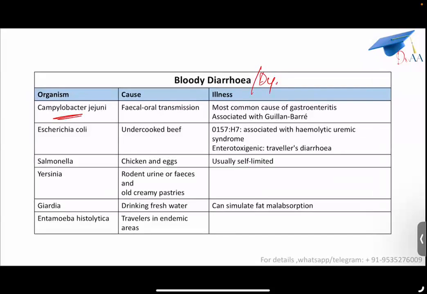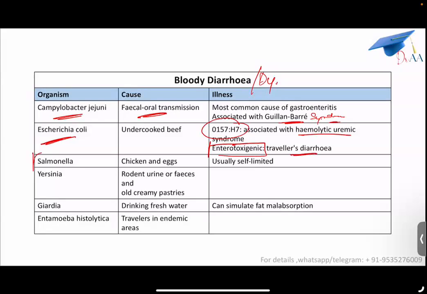Campylobacter jejuni. Whenever they are testing about this, they're testing about Guillain-Barré syndrome. It's a fecal-oral transmission this one is having. E. coli. There are different kinds of E. coli. One is O157:H7. It is known to cause HUS, that is hemolytic uremic syndrome. Another one is enterotoxigenic E. coli, that is nothing but traveler's diarrhea.